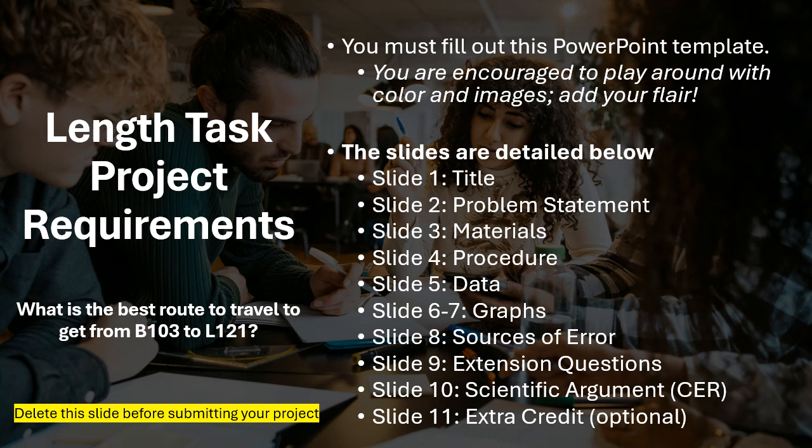And the slides that you're going to make, there are 11 slides. Slide number 1 is the title. Then you'll have a problem statement slide, materials, procedure, data. Slides 6 and 7 will be graphs, sources of error, extension questions, your scientific argument or CER, and then slide 11 will be an optional extra credit.